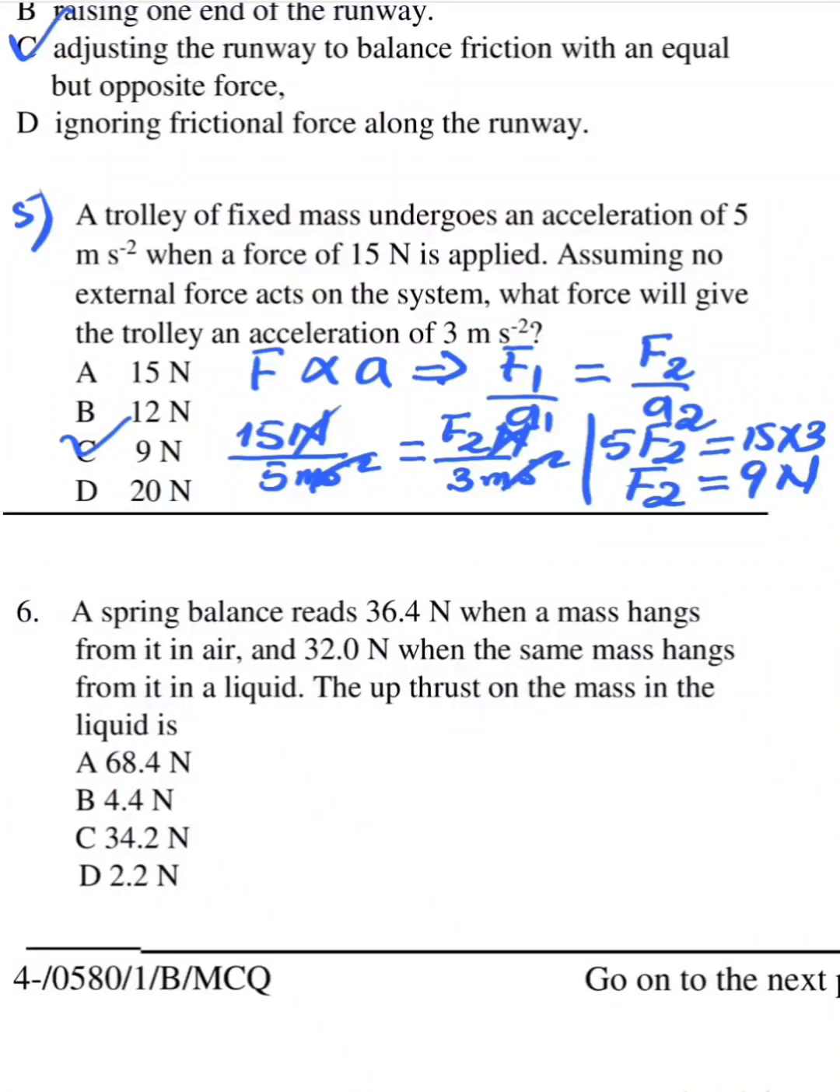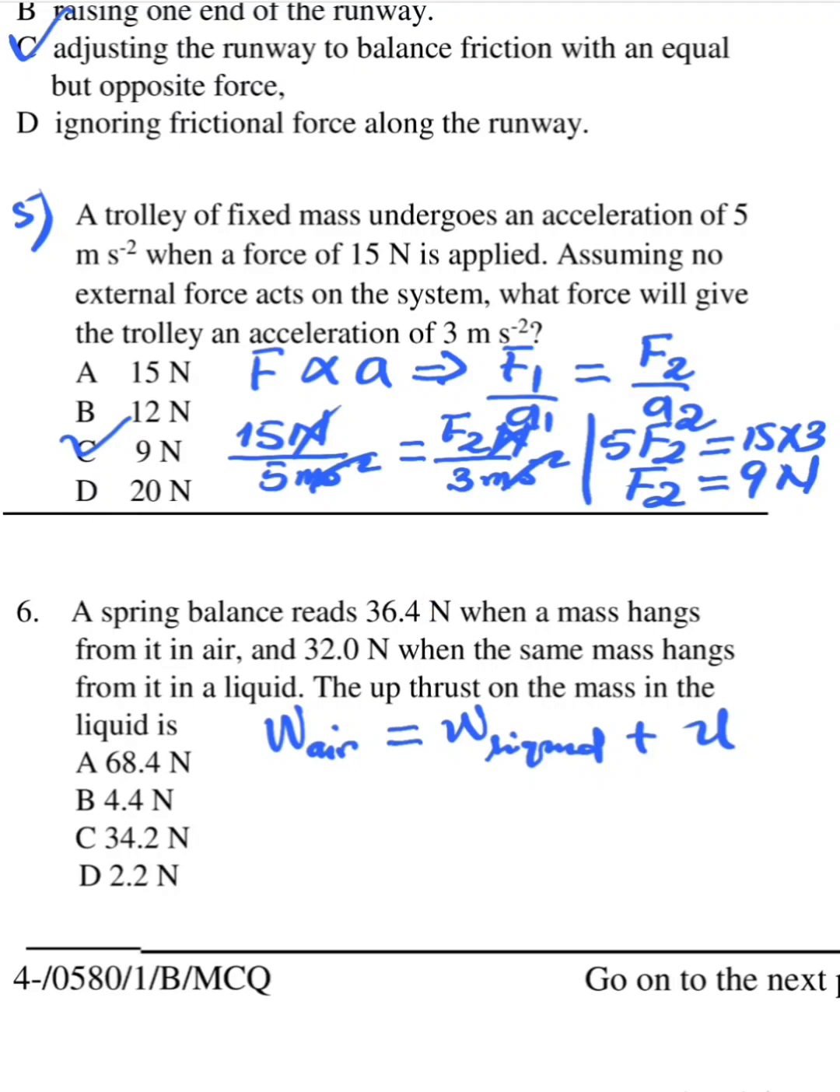In number 6, a spring balance reads 36.4 newtons when a mass hangs from it in air and 32.0 newtons when the same mass hangs from it in a liquid. The upthrust on the mass in the liquid is, so generally what you should know is that the weight in air would normally be equal to the weight in liquid plus the upthrust force.